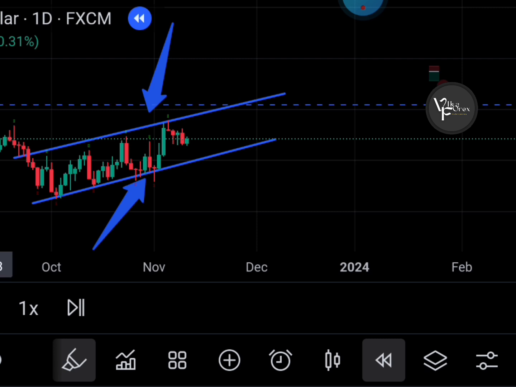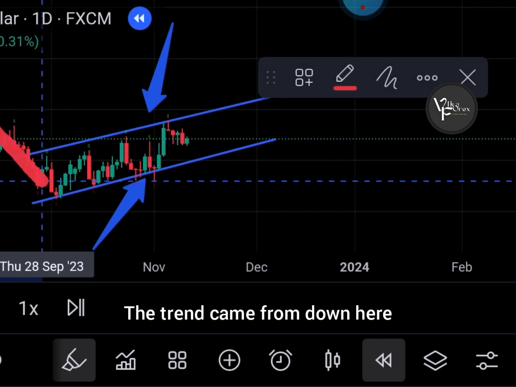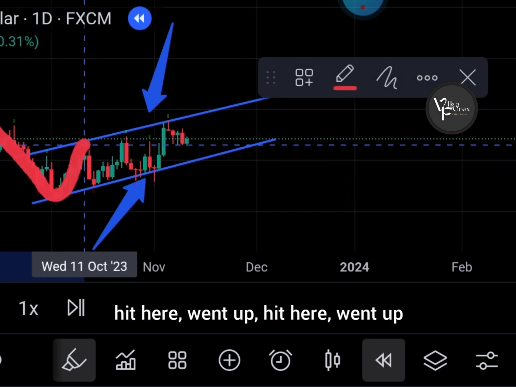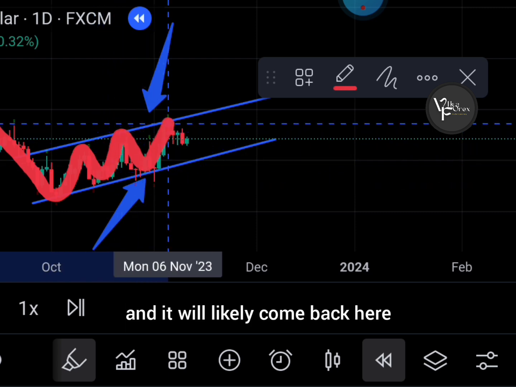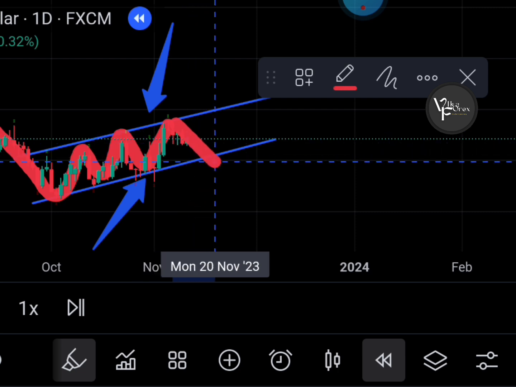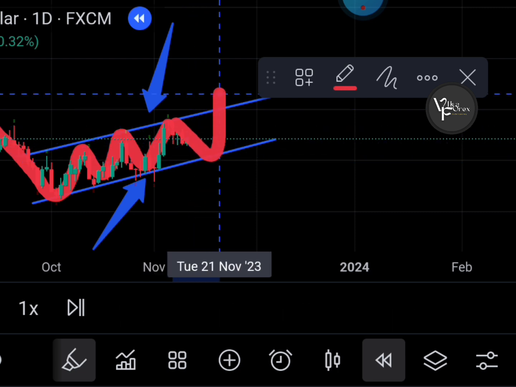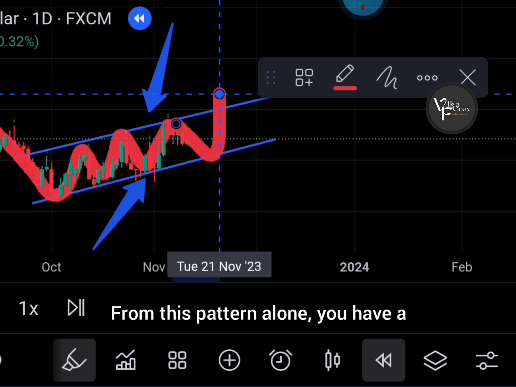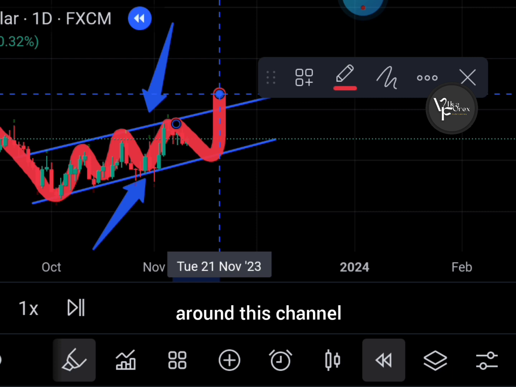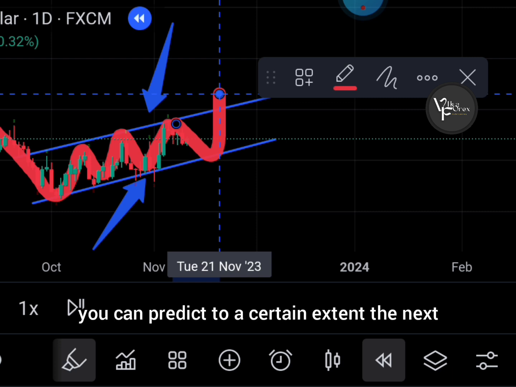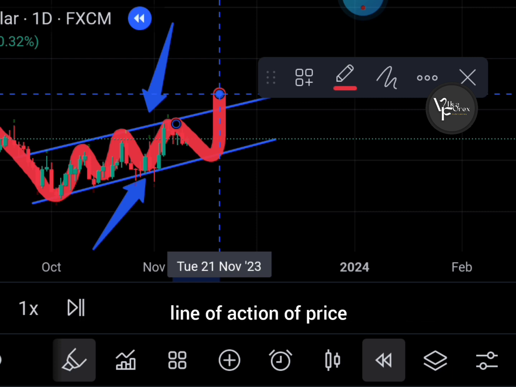The trend came from down here, hit here, went up, hit here, went up, hit here, went up, and it will likely come back here, hit here again, and then go up. Okay, at some point there will be a breakout, but right now we can be enjoying and trading this. From this pattern alone, you have predictability. You can predict up to 75% what the next move of the market is around this zone, around this channel. You can predict to a certain extent the next line of action of price.